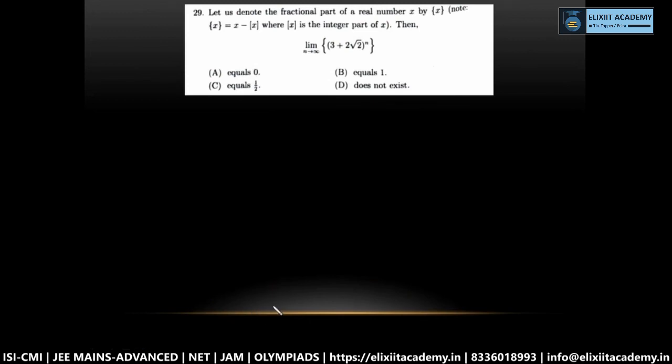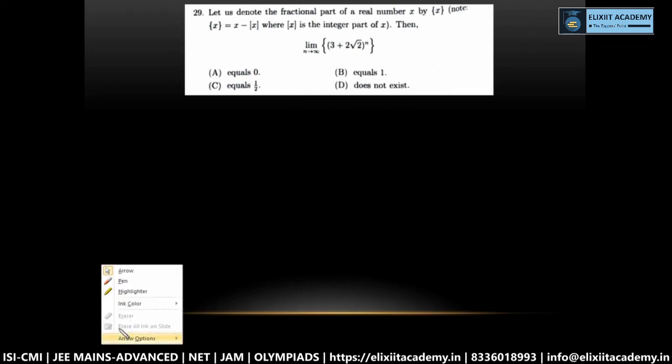Okay, 29th question, where we have this fractional part and this greatest integer part. So here we have limit n tends to infinity, 3 plus 2 root 2 whole to the power n, under which you have a fractional part. These type of problems we have done in limits, as well as it's a proper application of binomial theorem. First of all, the fractional part of this thing, let's say capital F, is 1 minus 3 minus 2 root 2 whole to the power n.